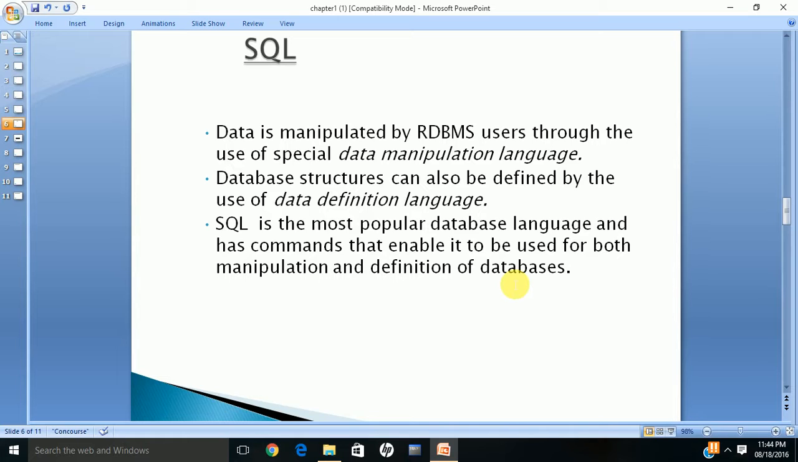SQL data is manipulated by RDBMS users through the use of a special data manipulation language. Database structures can also be defined by the use of data definition language. SQL is the most popular database language and has commands that enable it to be used for both manipulation and definition of the database.